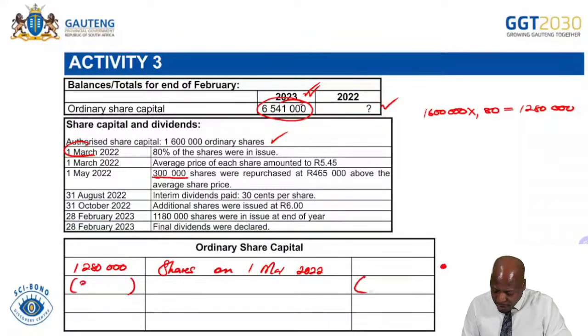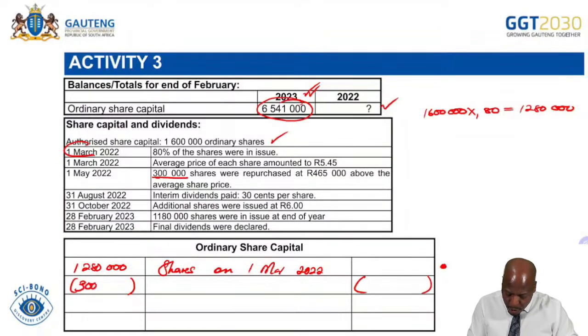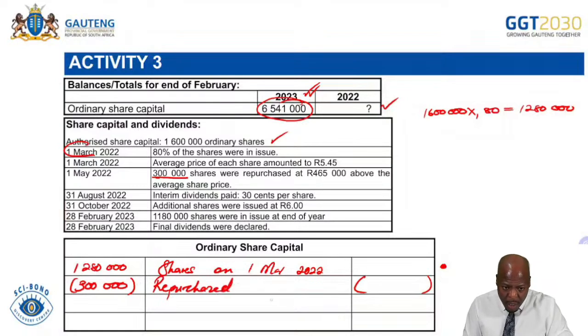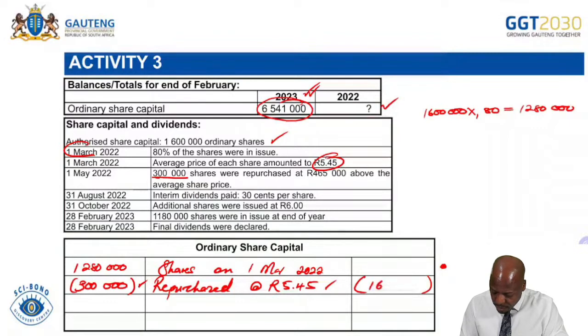I told you once it's repurchased, what do you do? You put brackets already. So it's going to be 300,000 shares that were repurchased. These were repurchased at what price? The average price, 5 rand 45. That is the average price. So you're going to say this multiplied by the 5 rand 45, you get your 1,635.